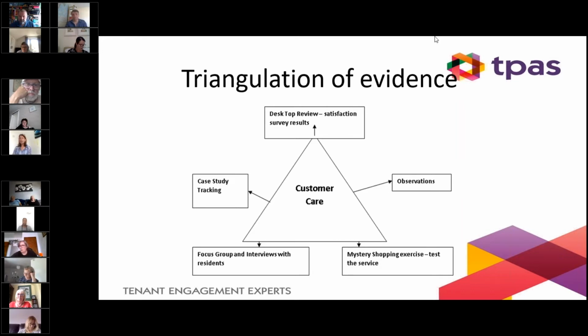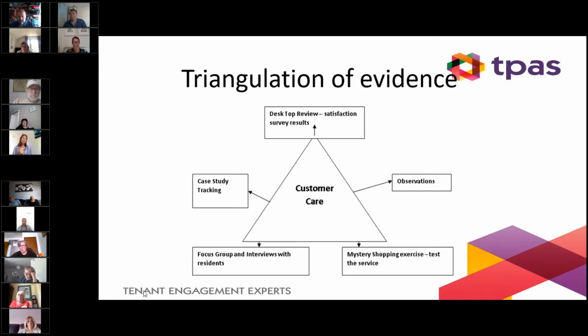This is about triangulation. We try and say to people who are involved in scrutiny, is it possible to gather more than one source of evidence to back up your recommendations? Because that helps, again, give it credibility, validity. It strengthens what you're saying. So, for example, this particular one is looking at customer service, customer care.